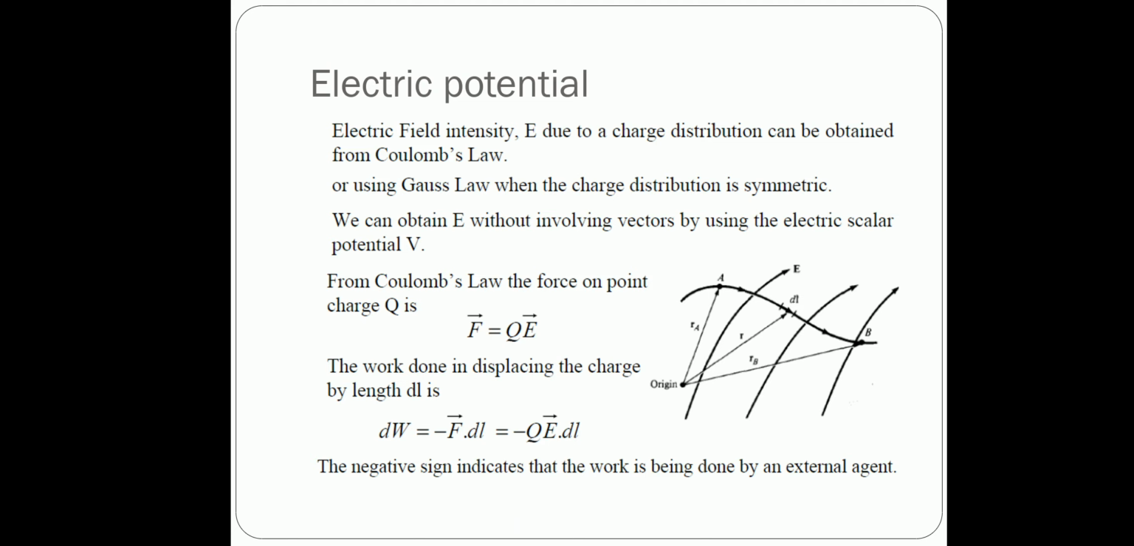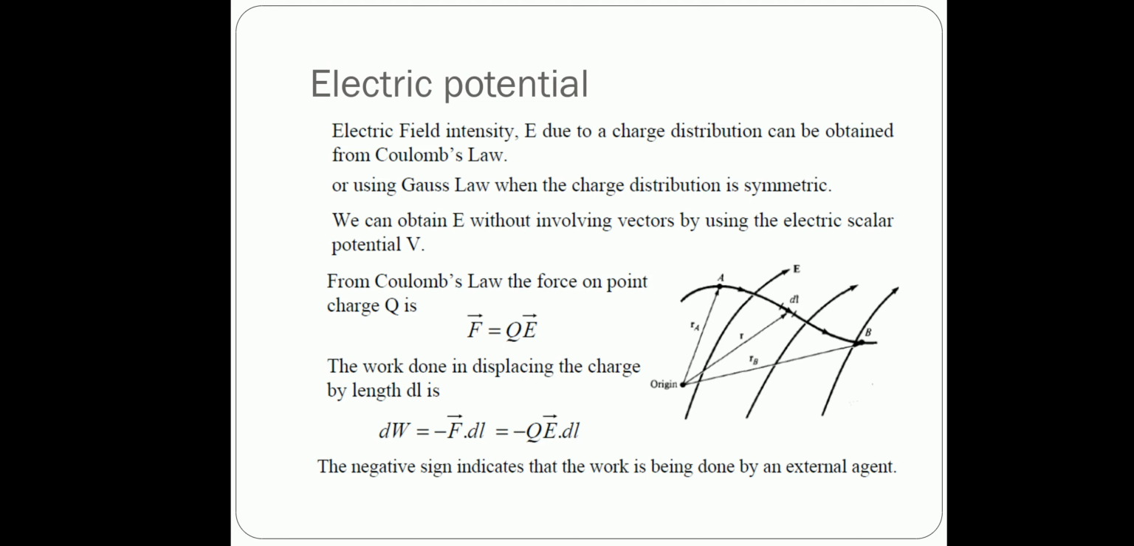The force as well as the electric field intensity from Gauss law are both vector quantities. So we can find E without going through Coulomb's law or Gauss law. That method is the electric scalar potential V. From Coulomb's law, the force on a point charge Q is such that F by Q is E, so we can write the force F equal to Q times E. Then the work done in displacing the charge by length dl: work done is force into displacement, so dW is equal to minus F dot dl.